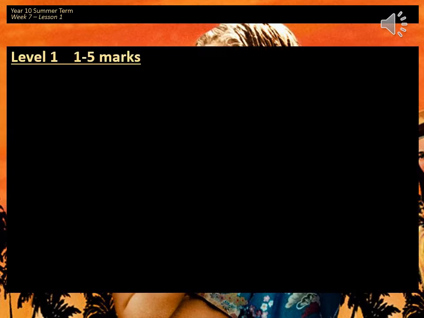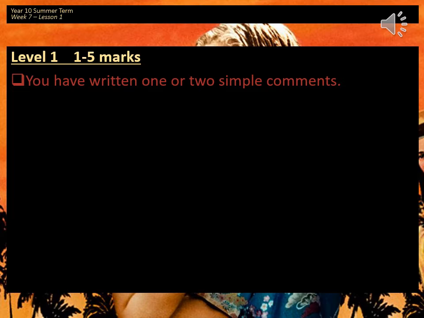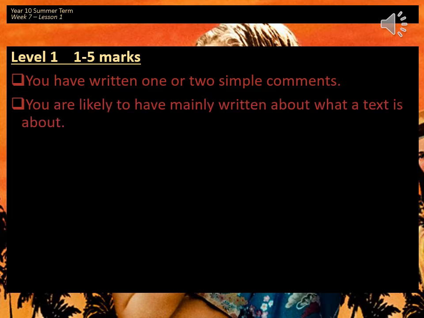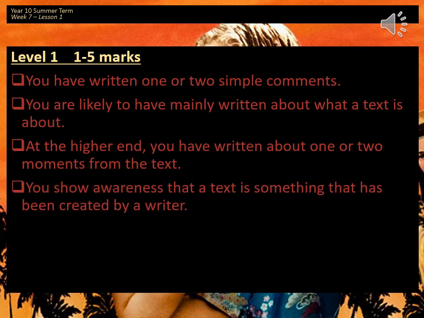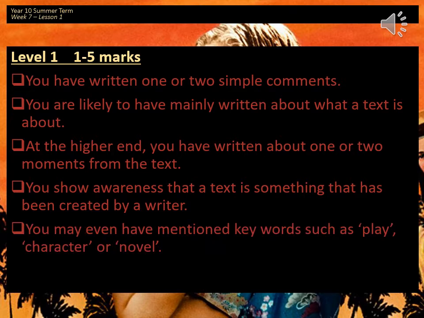And then level 1, just for your reference, okay, for 1 to 5 marks, you have written 1 or 2 simple comments. You are likely to have mainly written about what a text is about. At the higher end of this band, you have written about 1 or 2 moments from the text. You show awareness that a text is something that has been created by a writer. You may have even mentioned keywords such as play, character, or novel.